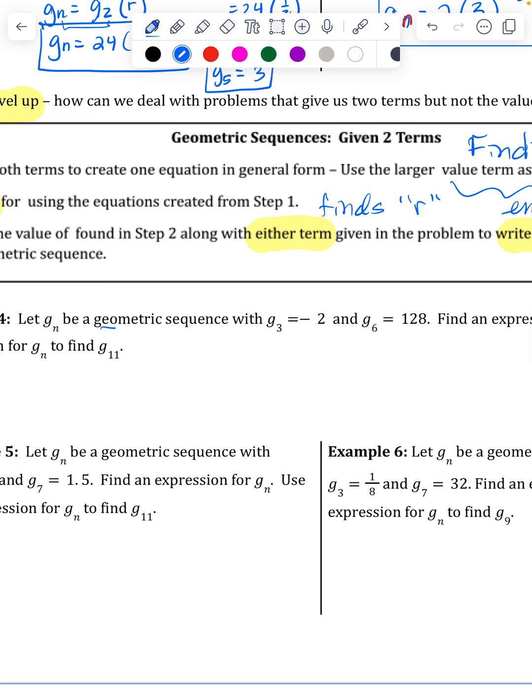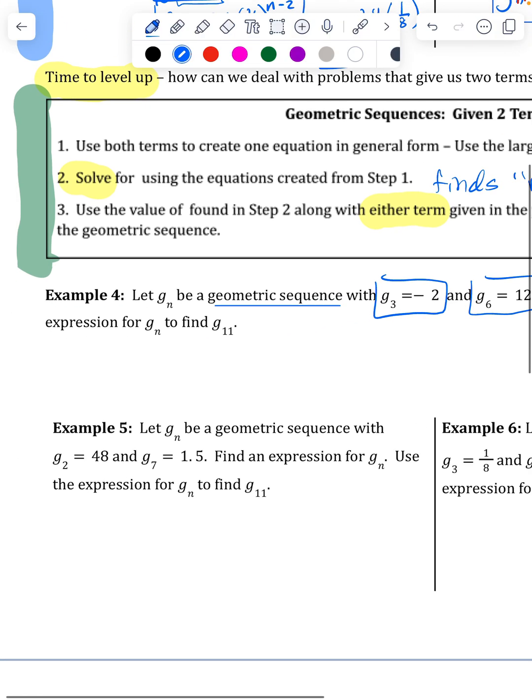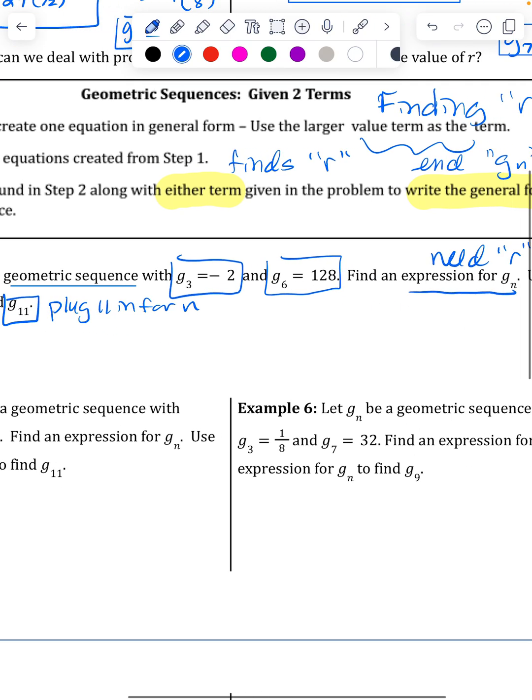Super important to pay attention to that, because sometimes it'll say arithmetic and then your approach is different. They're giving you a third term and the sixth term, and it wants us to find the expression. But in this case, we need R. So that's going to take an extra layer of solving to get it. Once we get it, we're going to go back and just plug in 11 for the n value. But we need an equation first.